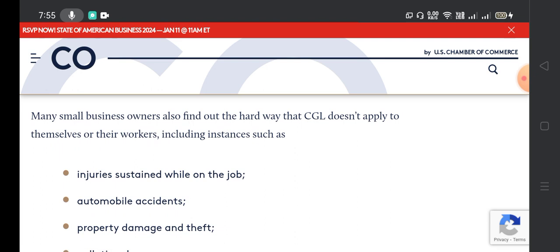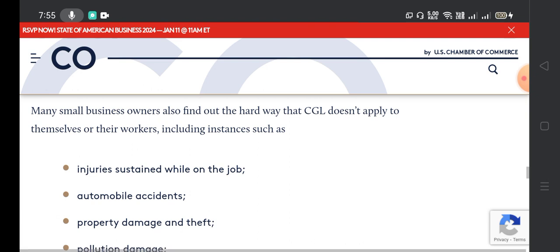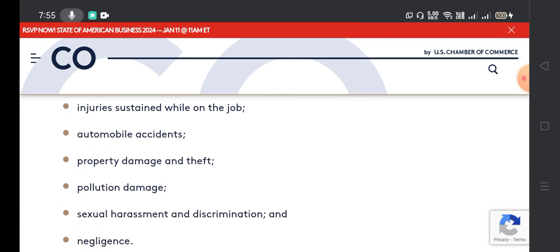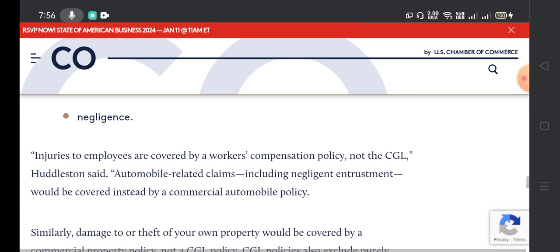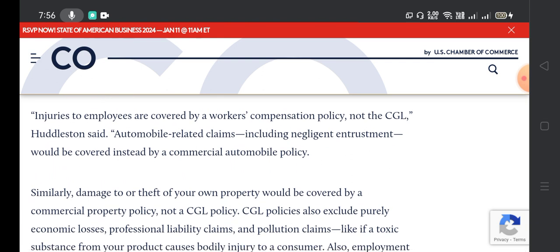So many small business owners also find out the hard way that CGL insurance doesn't apply to themselves or their workers, including instances such as injuries sustained while on the job, automobile accidents, property damage and theft, pollution damage, sexual harassment and discrimination, and negligence. So injuries to employees are covered by workers' compensation policy, not the CGL.